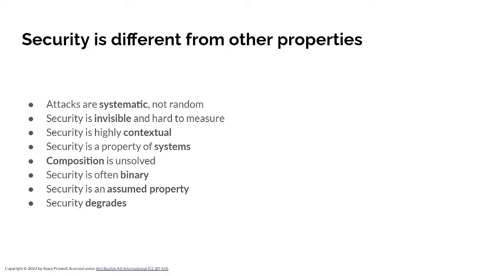Security is invisible and hard to measure. Is the computer I'm using right now, does it have malware on it? The malware light's not on, so no. I don't know. Right? Nothing is reported to me that there's malware on it. But again, the security property in this case is invisible. I don't necessarily know. I just know that nothing is telling me that it does have a problem.